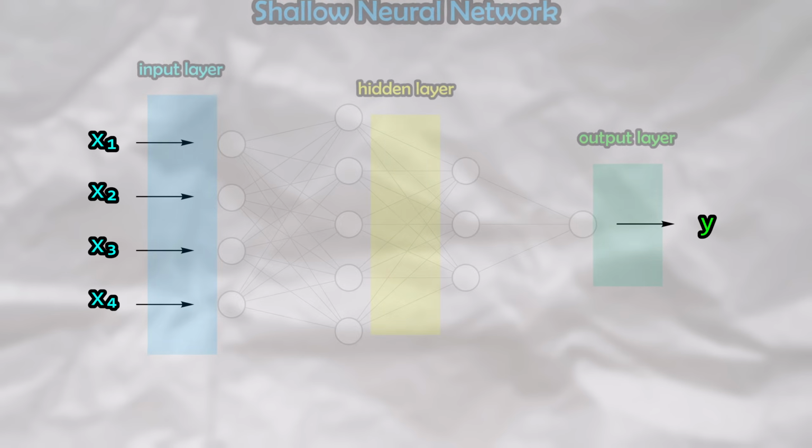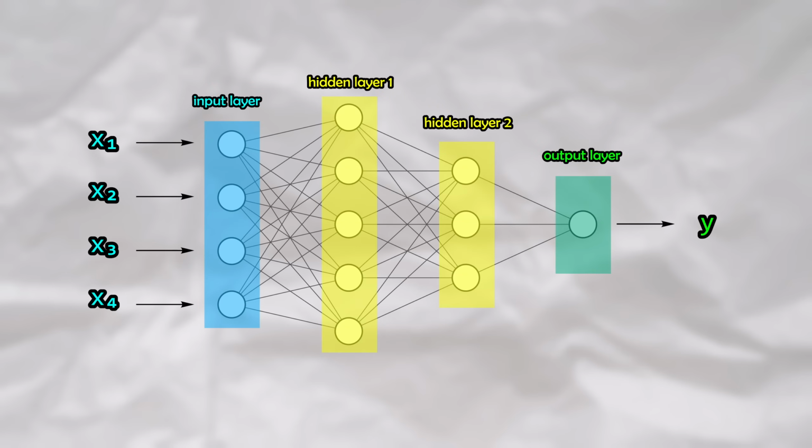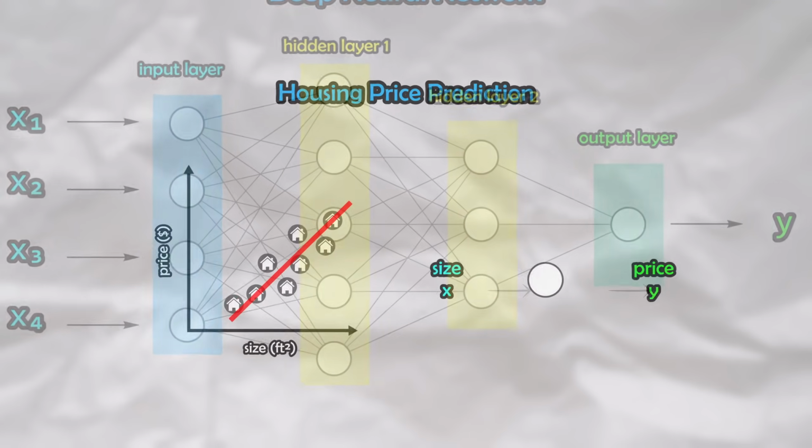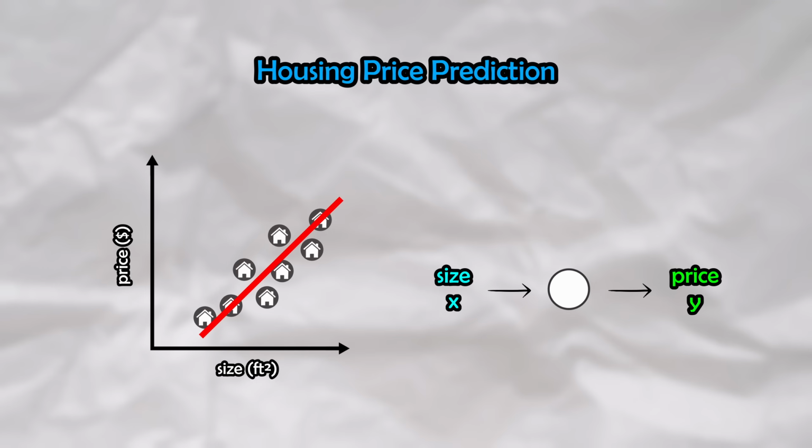In practice, neural networks will have multiple hidden layers, as we can see here. These types of neural networks are referred to as deep neural networks. This is where the term deep learning comes from, which refers to the process of training a deep neural network. In our first example of a linear regression, you can actually think of this as a 0 hidden layer neural network, as the input layer connects directly to the output layer.